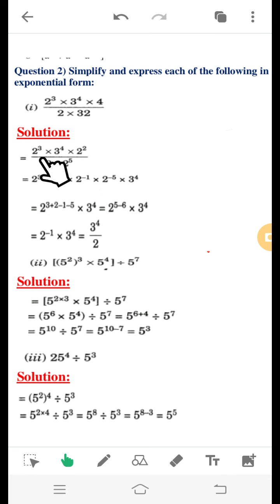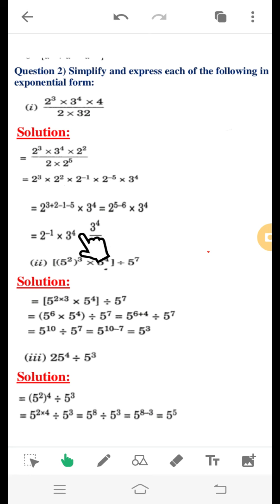Now this is equal to 2 raised to 3 multiply 2 raised to 2 multiply 2 raised to minus 1, because here 2 is in the division form, also it's 2 raised to minus 5, multiply 3 raised to 4. Now 2 raised to 3 plus 2 minus 1 minus 5, multiply 3 raised to 4, is equal to 2 raised to 5 minus 6 multiply 3 raised to 4.